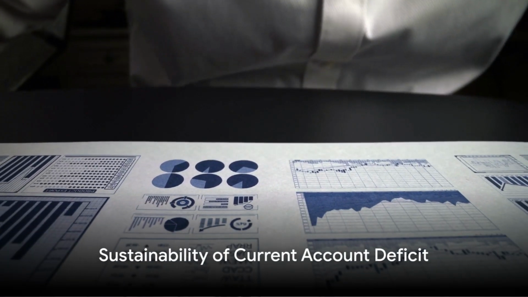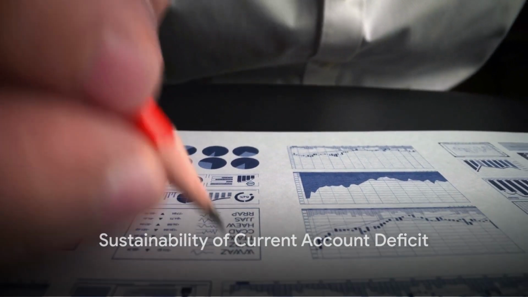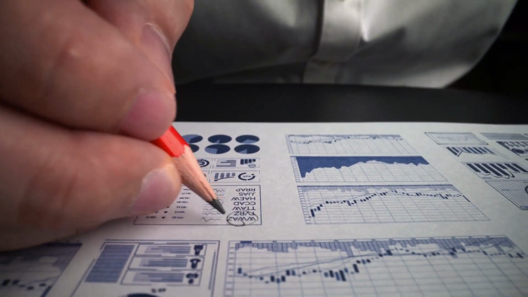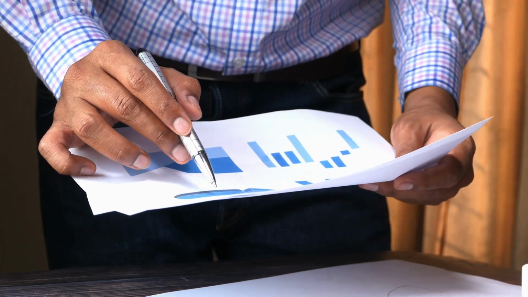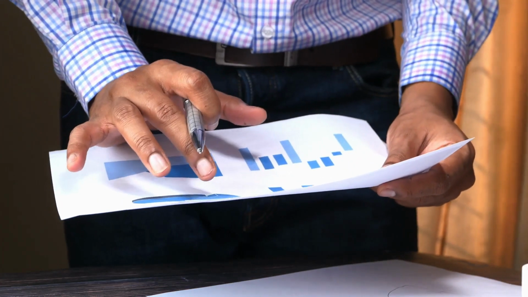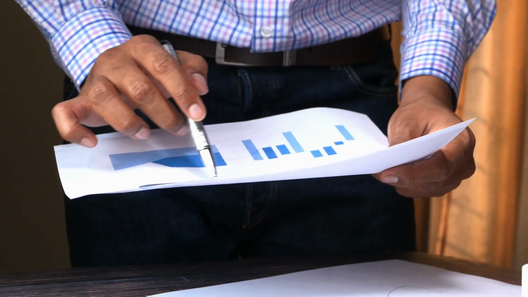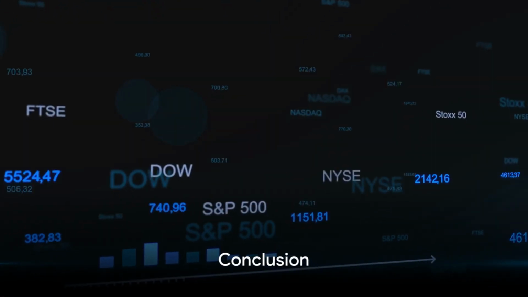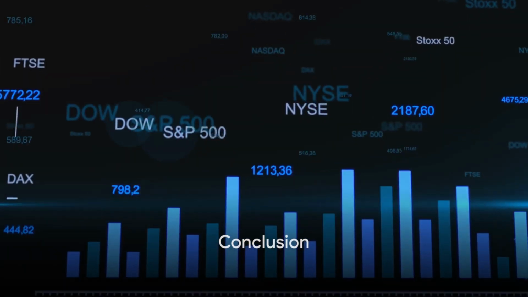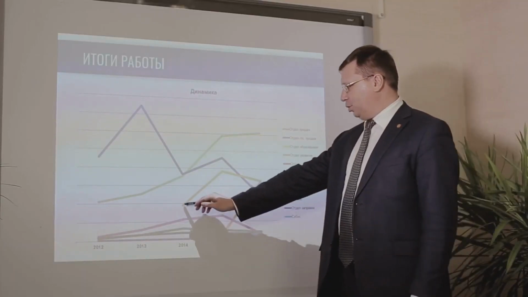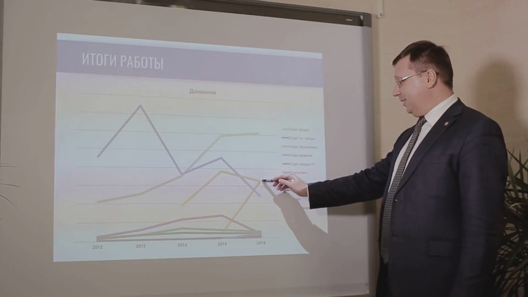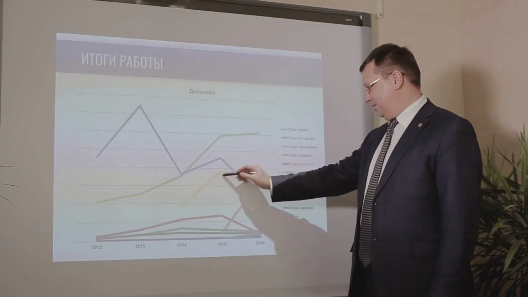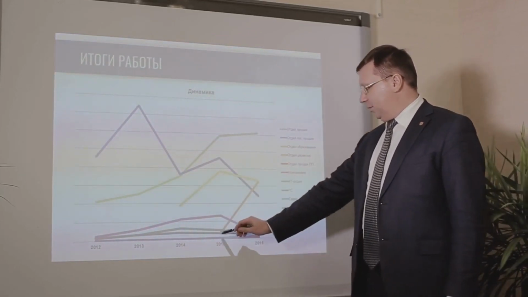While this isn't inherently bad and can be sustainable for a time, especially if the country is investing in assets that will generate future income, it can be problematic if it continues for too long without adequate returns on investment. In essence, a current account deficit is a measure of a nation's foreign trade and investment balance. It's a vital component in understanding the economic health of a country and its position in the global economy.